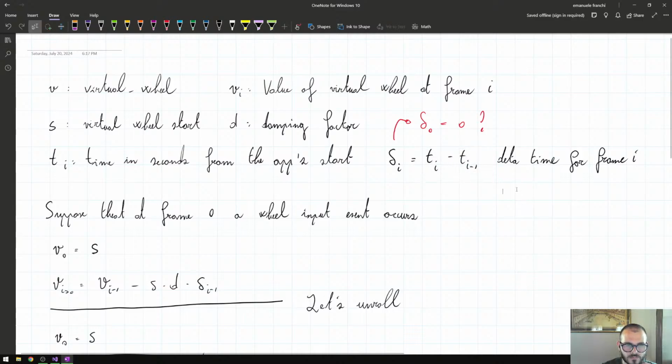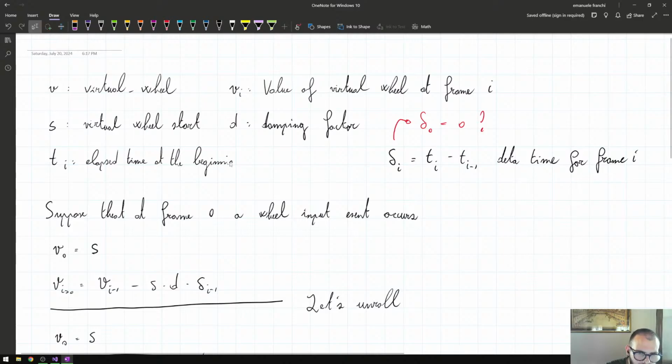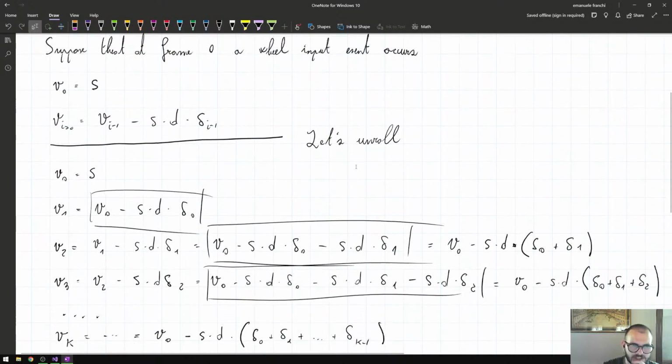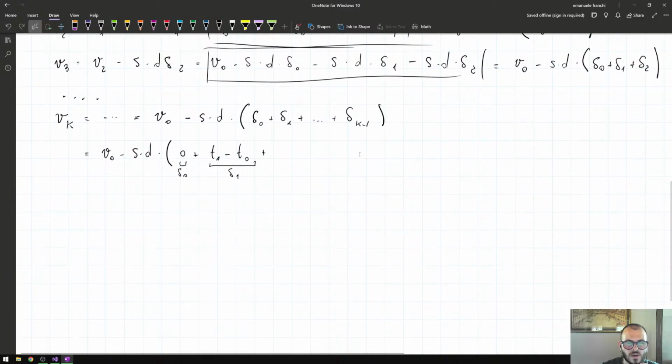The elapsed time from start. I don't know if it's very sound, but let's roll with it. t1 minus t0, so this is t2 minus t1, delta 2. Something magical happens.